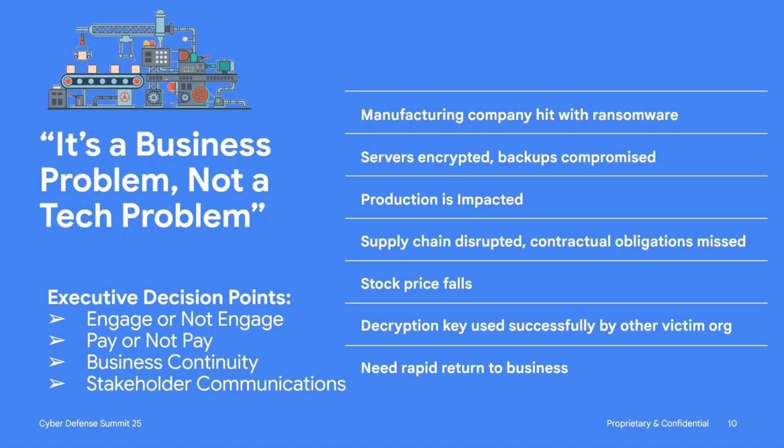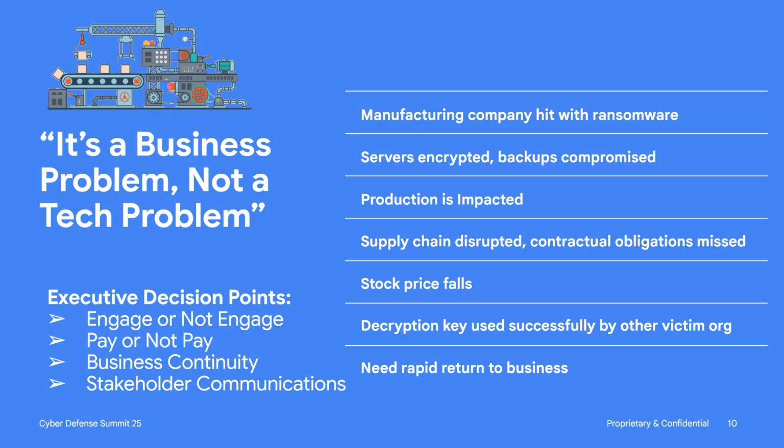So we're going to walk through 2 specific use cases. So we'll talk first kind of about the whole of organization response. And here's our quasi-theoretical situation. A manufacturing company has been hit with ransomware. Servers are encrypted, backups have been compromised, production is impacted, the entire supply chain's been disrupted. You're going to have contractual obligations that are missed as part of this. Public company, the stock price is impacted.